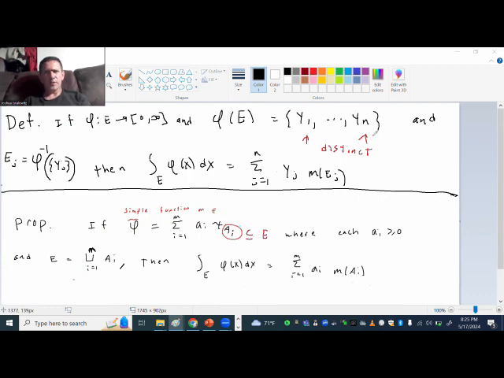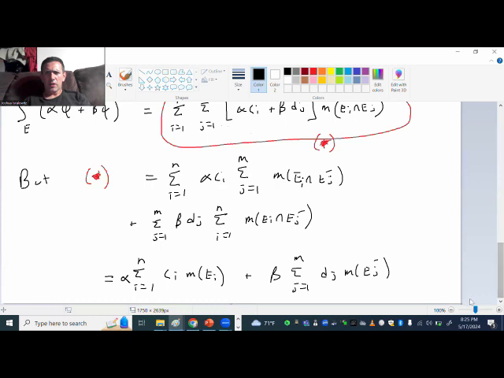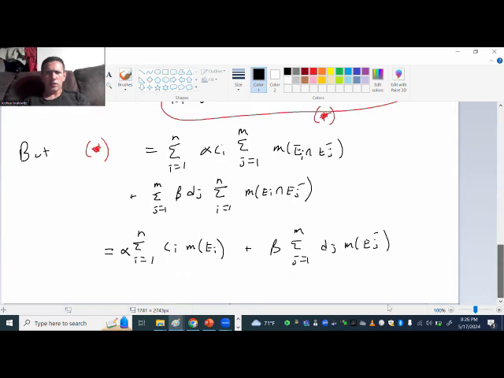If this is the image over E where these are distinct, then the integral is this sum here. So I am writing the canonical decomposition here. By definition, this is going to be equal to alpha times this plus beta times this.